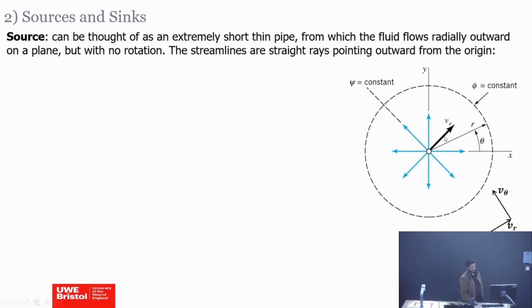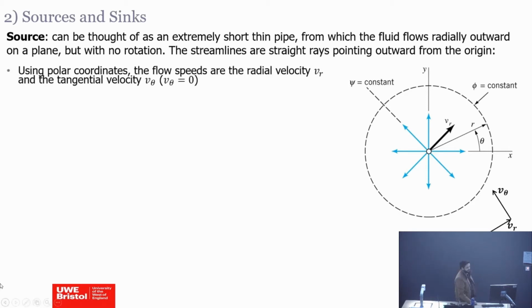Okay, so that's the first thing you guys need to notice. And this is why I'm using VR, the radial velocity, and V theta, the tangential velocity, or some people call it circumferential velocity. It's basically the velocity along a circle, tangential to the circle. And it's 0 because there is no flow going around. It's all radially outwards. I hope that's clear. So VR is non-zero, but V theta is 0. So remember, we're using polar coordinates. Instead of little u and little v, we're using VR and V theta.